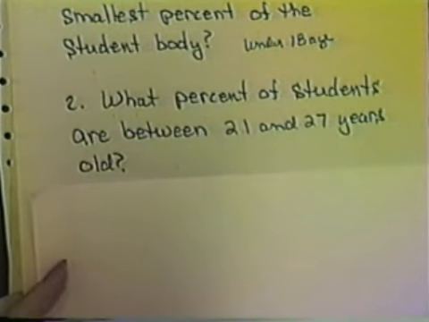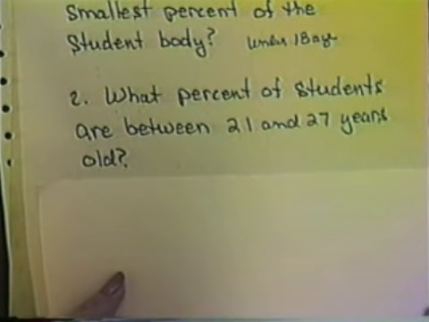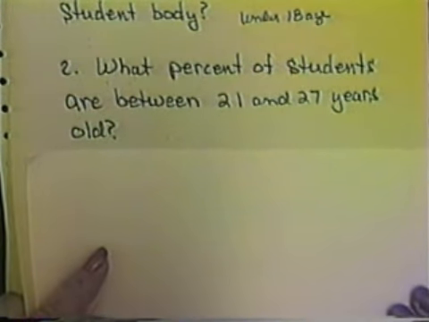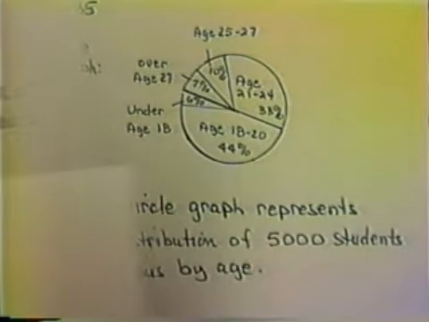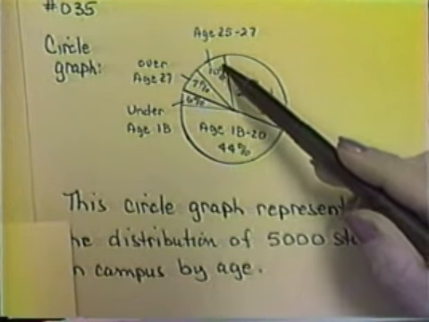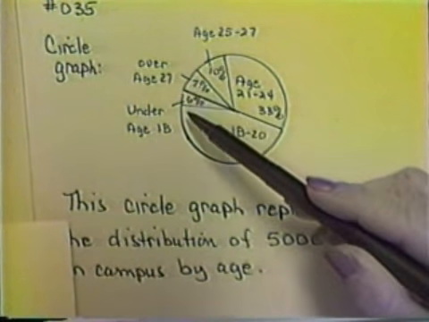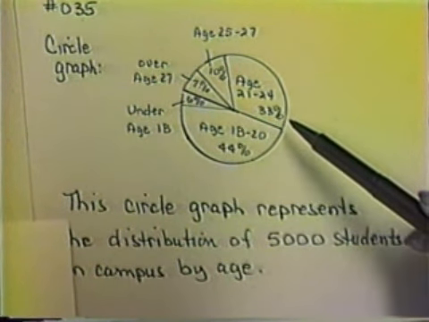Second question. What percent of students are between 21 and 27 years old? We want to know the percent of students that are between 21 and 27. Again, we need to go to our circle graph. Okay, let's see. This one's 25 to 27, over 27, under 18, 18 to 20, and 21 to 24.